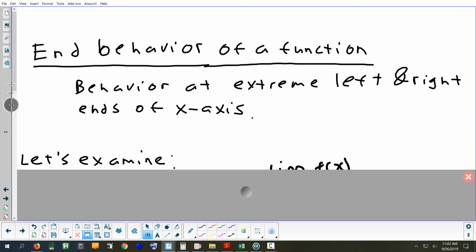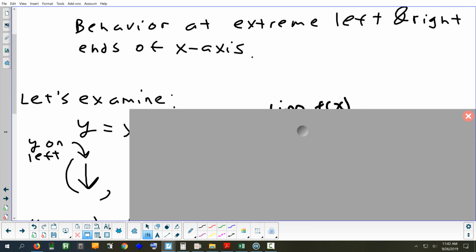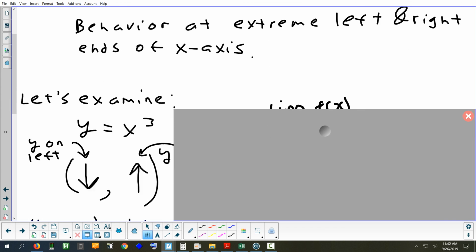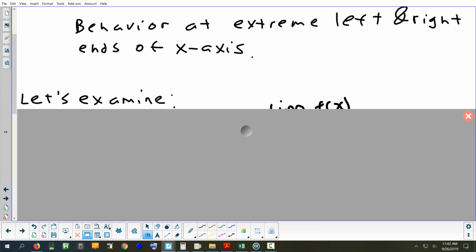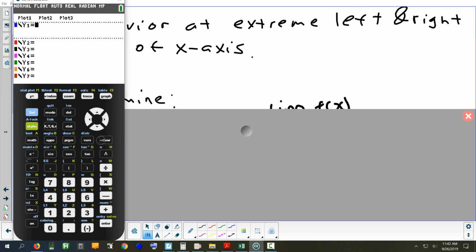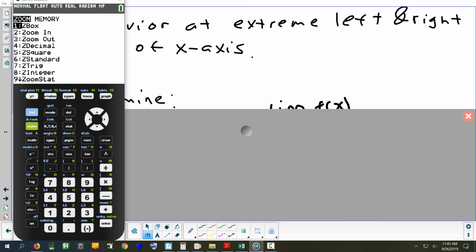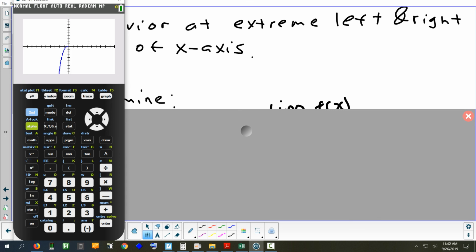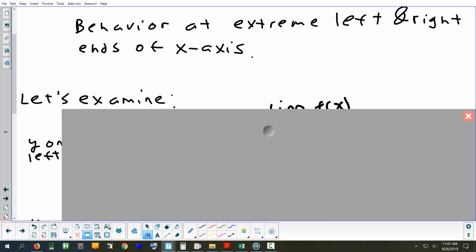So let's take a look at y equals x cubed. Okay. Simplest cubic you can draw. Y equals x cubed. We go zoom 6. Okay. So what we're interested in here is describing the end behavior. What happens on the left side of the function? What happens on the right side of the function?